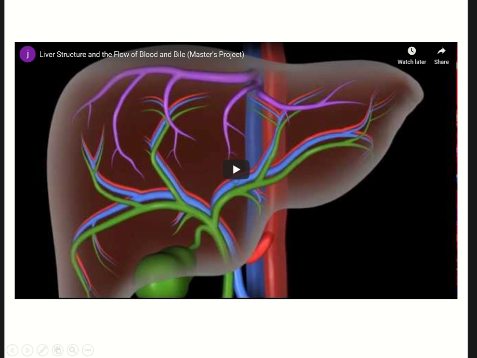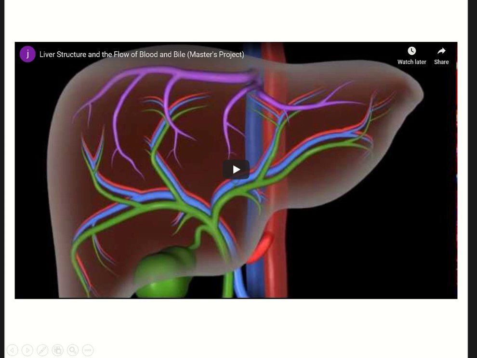And then you're going to go from your hepatic sinusoids to your central vein in the middle of that lobule. And then all the central veins are going to merge and they're going to drain into your hepatic veins up here in the purple. And that's going to feed back into your inferior vena cava in the back here in blue.